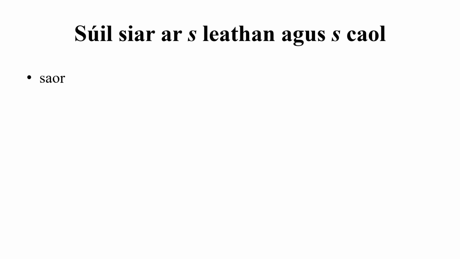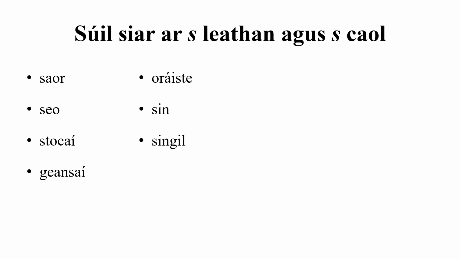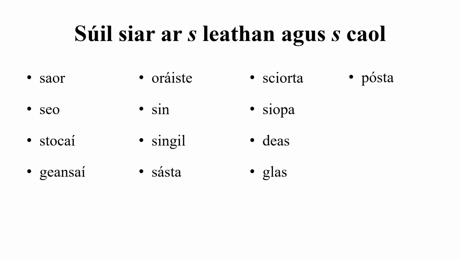Sear or sair, cheap or inexpensive. Sha, this. Stocky, socks. Gansi, a sweater. Oroshta, orange. Shin, that. Shingle, single. Sosta, happy or satisfied. Skirta, a skirt. Shoppa, a shop. Das, nice. Glass, green. Posta, married. Poshta, a child. Schoener, a carpenter. Shaladach, temporary. So double check your spelling.